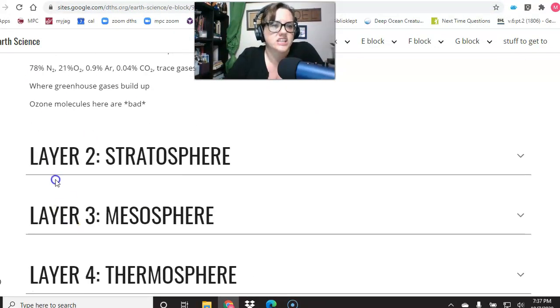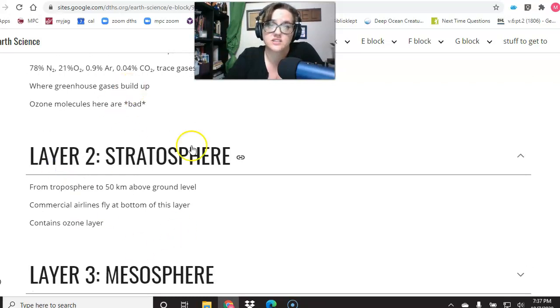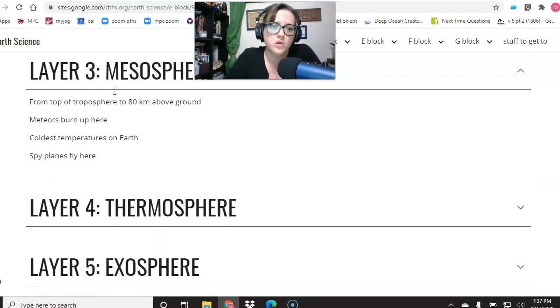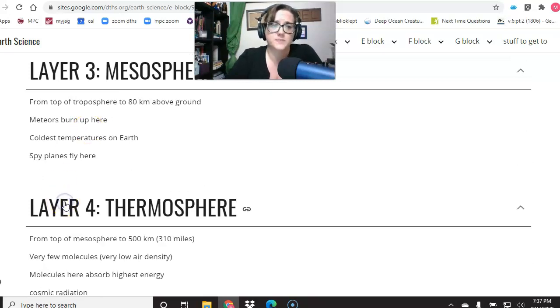I definitely suggest that you know these, not just because it's a good thing for the Kahoot part of the quiz, where I'm like, this part of the atmosphere contains the ozone layer, and you'll be like, oh, stratosphere, woo, etc. Okay, this is the coldest part of the planet. Oh, it's the mesosphere. This is the hottest part of the planet.